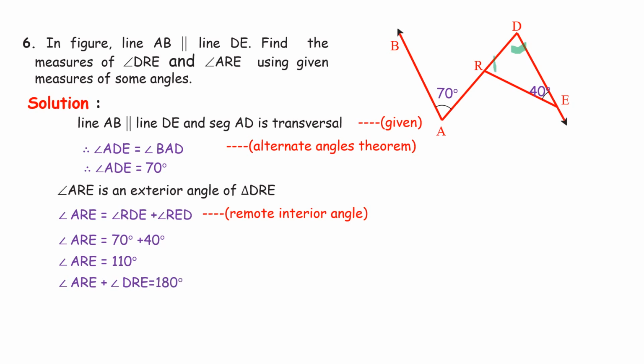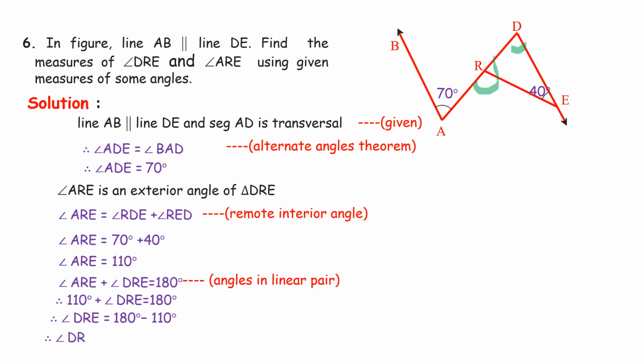Now, sum of these two angles is equal to 180 degree. So, write down angle ARE plus angle DRE is equal to 180 degree. Angles in linear pair. Therefore, 110 plus angle DRE is equal to 180 degree. Therefore, angle DRE is equal to 180 degree minus 110 degree, is equal to 70 degree.